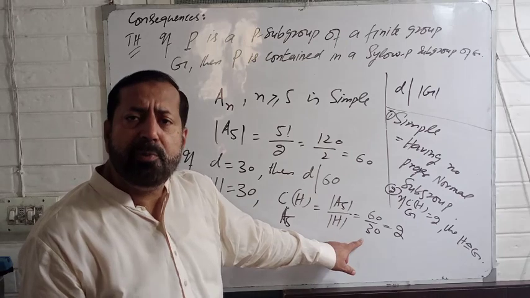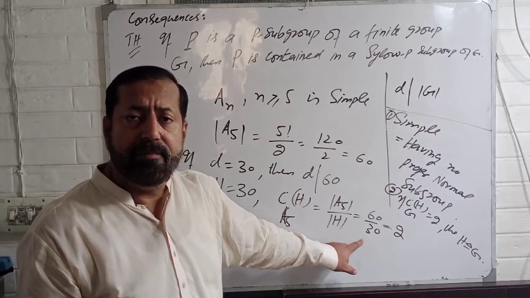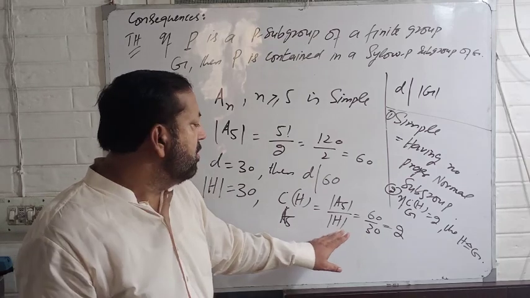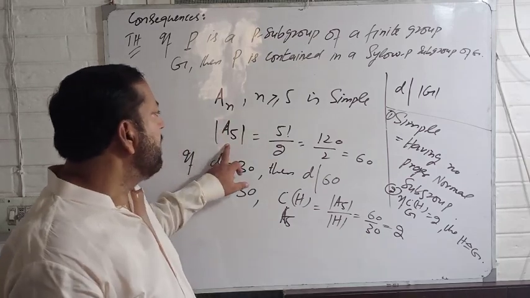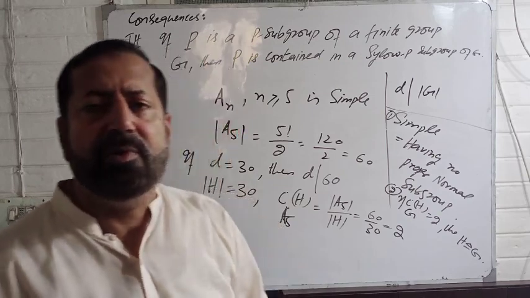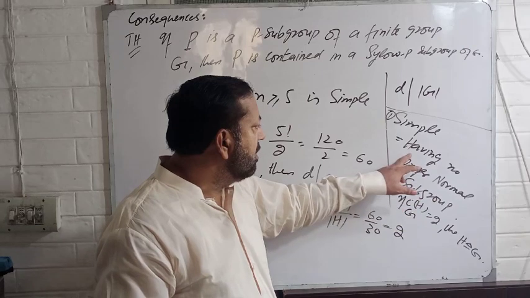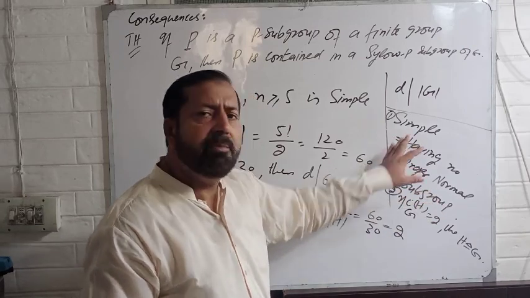Also, it would be a proper normal subgroup, because the order is 30. It is greater than 1 and lesser than the order of G, the order of A5. So, in this case, A5 would not be simple because it has a proper normal subgroup. But we are saying that having no proper normal subgroup is simple.